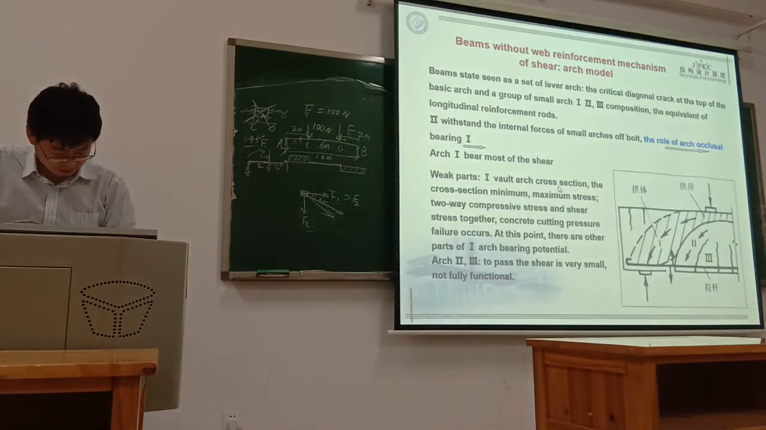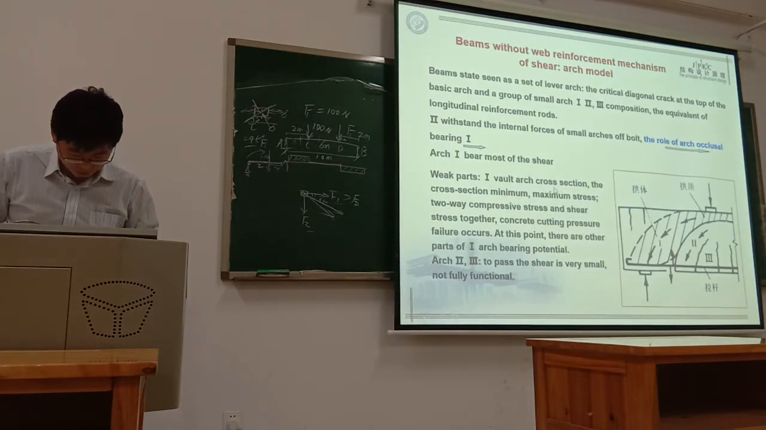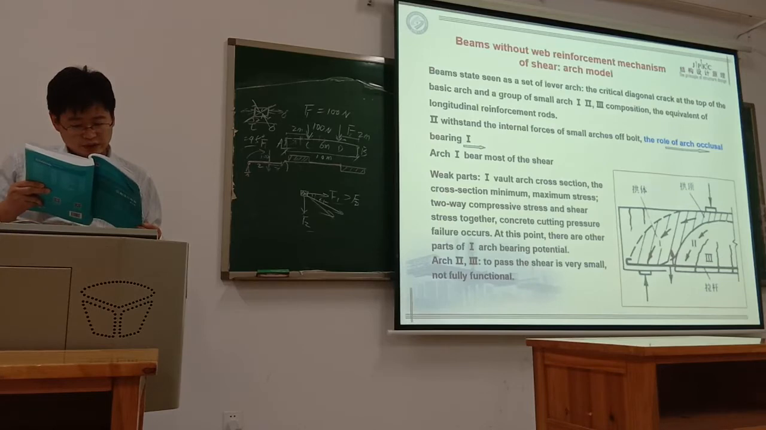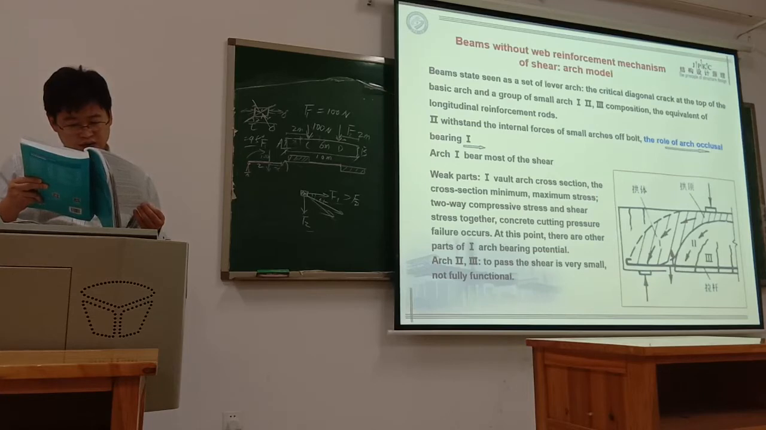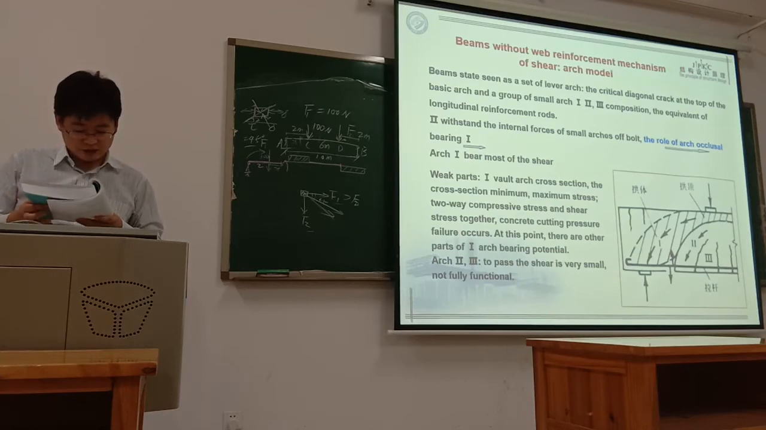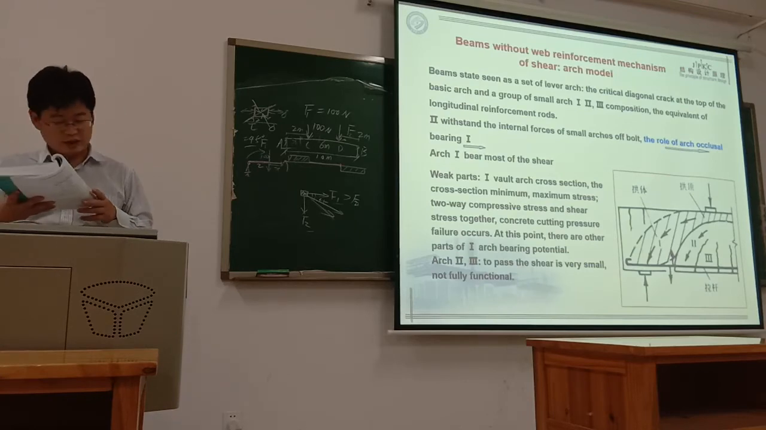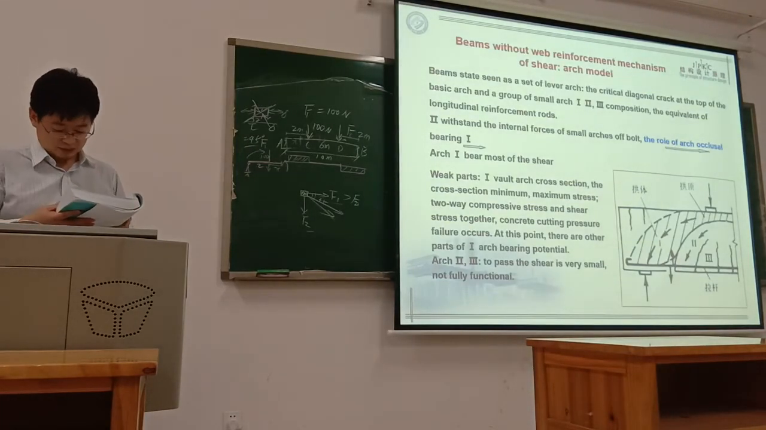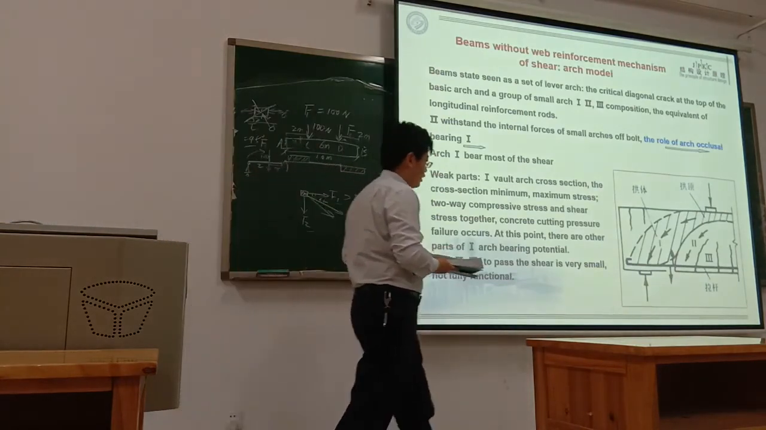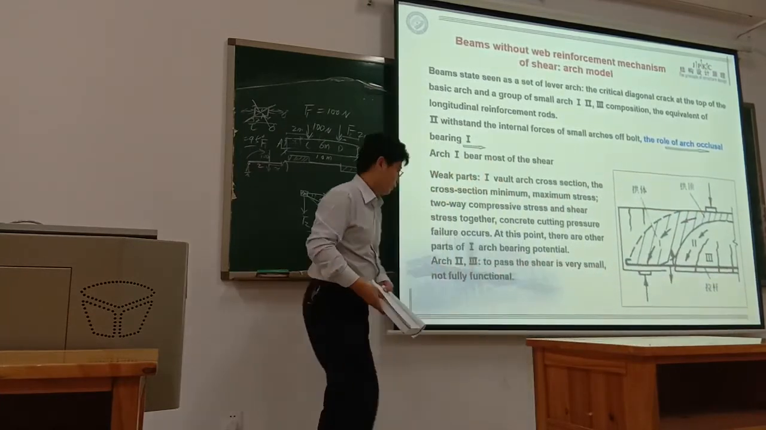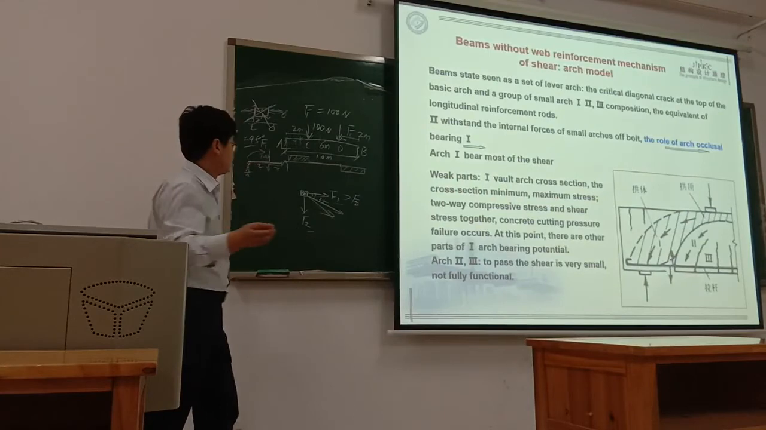So I think it's better to see in your textbook, this figure. We also got this figure 4-3, the arch analogy. You see, the stress state of the beam without web reinforcement is similar to the tied arch structure. This reinforcement is working as the tie of the arch. So what is a tied arch? It's just like this.